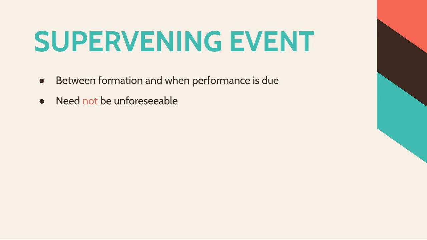This is key to understand. Unlike something like torts, when we're looking at foreseeability or unforeseeability, we're not worried about that here. Even if it is foreseeable, the word supervening would still apply in this case, unlike how it is used in some other contexts in the law, where an intervening cause is foreseeable and a supervening cause is unforeseeable. That's not the way it's used here in contract law. It just means between formation and performance.